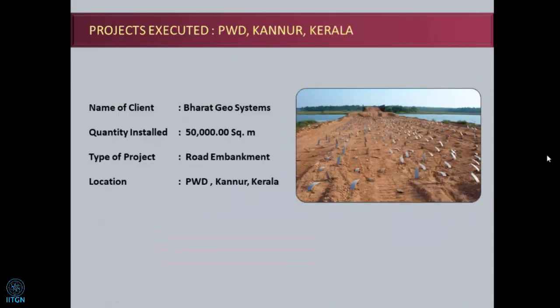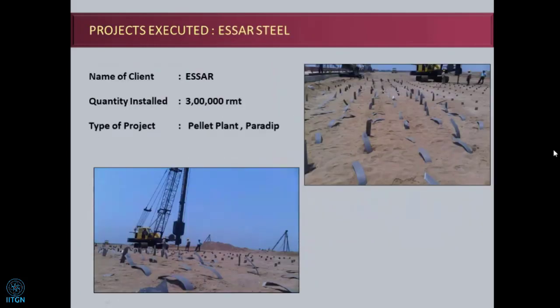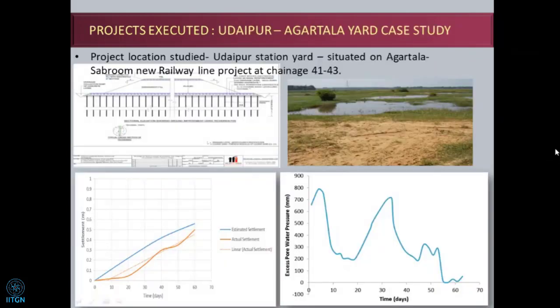Here are some site photographs. This one is in Kerala. This is the SR Paradip plant, and this is one of the railway projects which we have completed in Agartala in the Northeast. As per the stringent criteria that the railway had given, we did the instrumentation also, and we monitored the pore pressures and the settlement. We did all these things with the help of IIT Guwahati, because the railway appointed them as a consultant, and we had to work with them closely. This is one of the projects that we did.